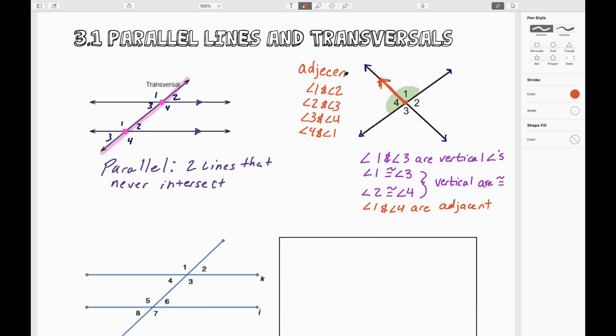They're adjacent. I can spell. They're next to each other, and they share a side. I almost said wall. They share a wall. They share a side.